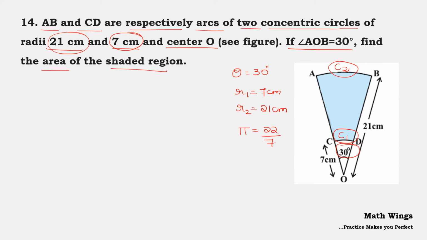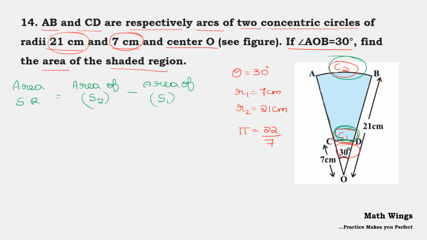Area of the shaded region is equal to area of the bigger sector, that is I can take area of S2 here, that is sector 2, which is corresponding to C2, minus area of S1, that is nothing but sector 1, which is corresponding to C1 here. Okay, first let us list out what is S2, what is S1. After that we can substitute in the formula to get the answer.